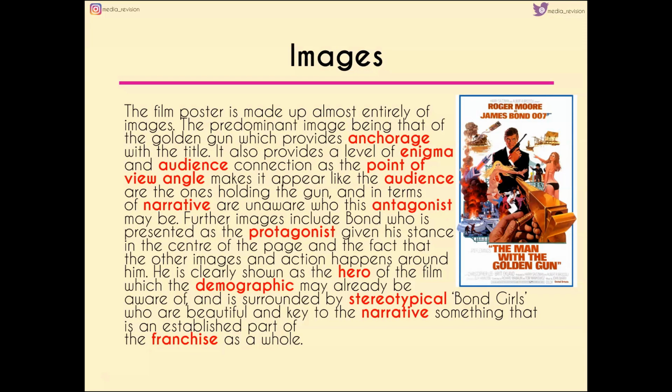It also provides a level of enigma and audience connection, as the point of view angle makes it appear like the audience are the ones holding the gun, and in terms of narrative are unaware who this antagonist may be. Further images include Bond, who is presented as the protagonist given his stance in the centre of the page, and the fact that the other images and action happen around him.